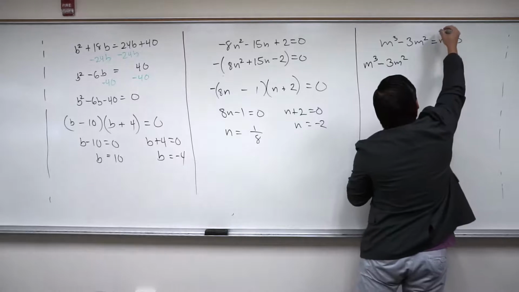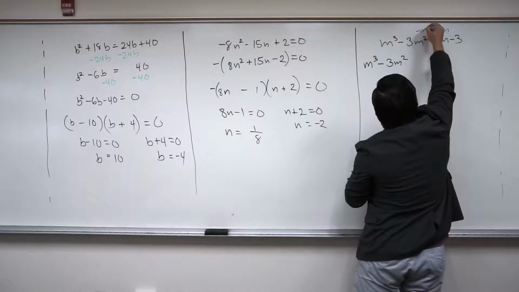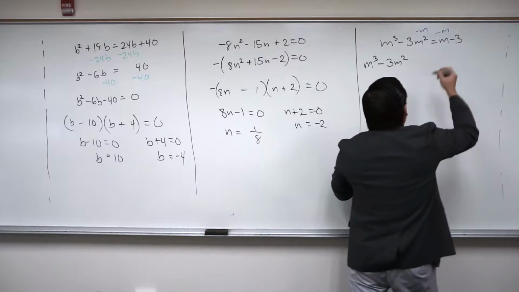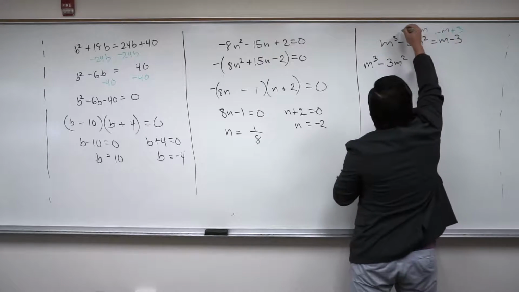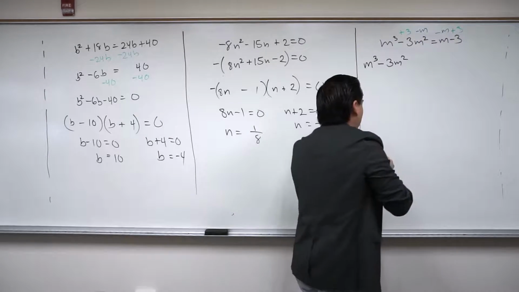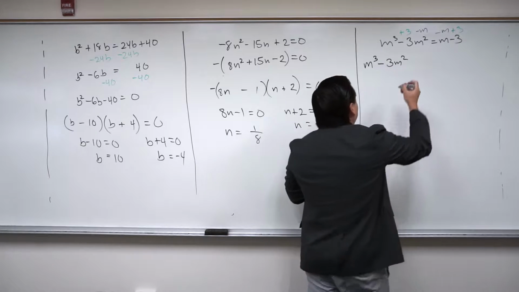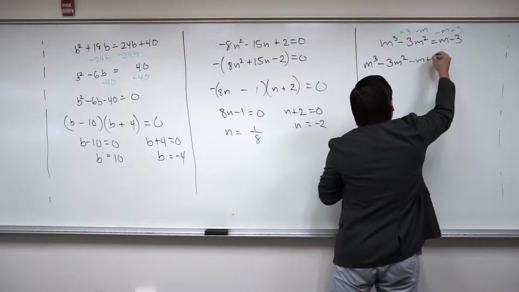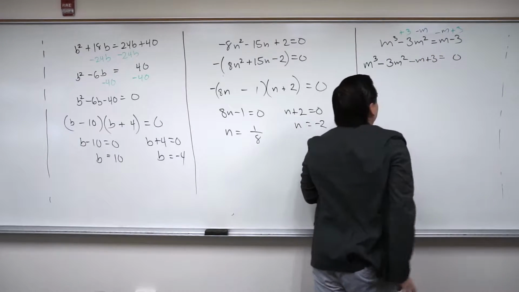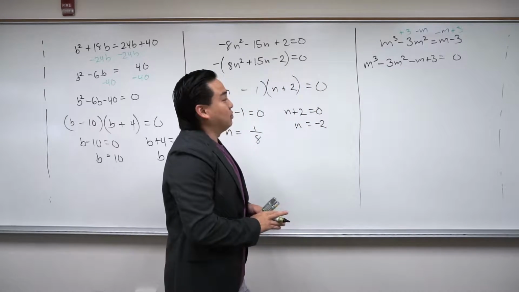By subtracting m from both sides and adding 3 to both sides, what we get is minus m plus 3 is equal to 0. So again, it's set equal to 0.